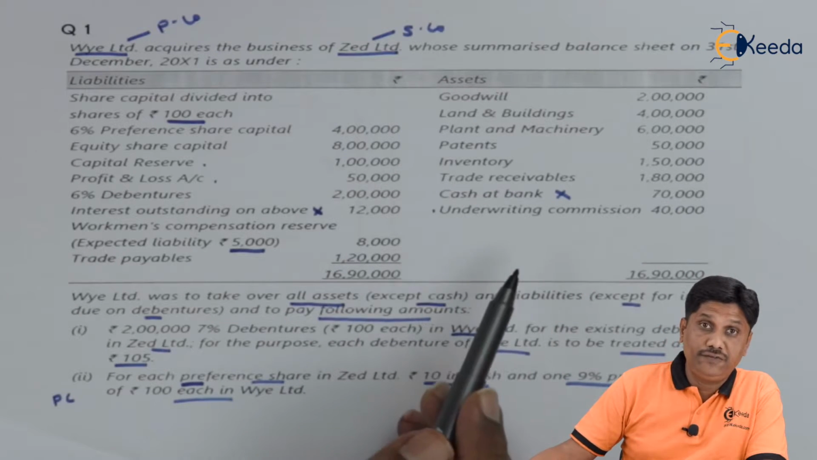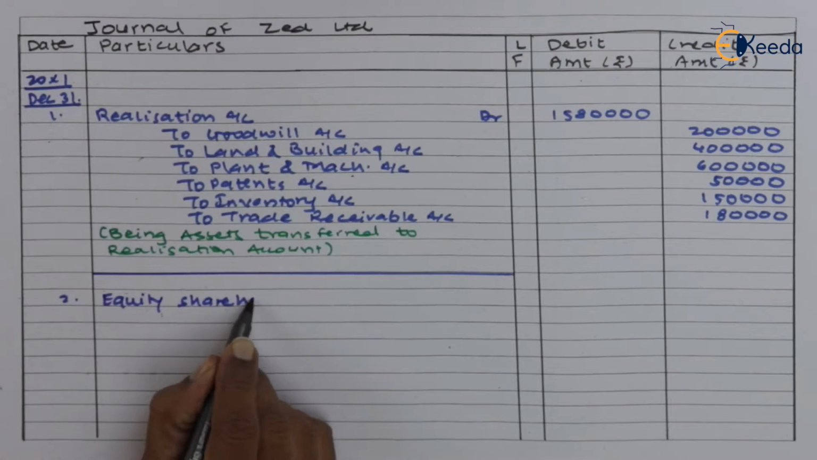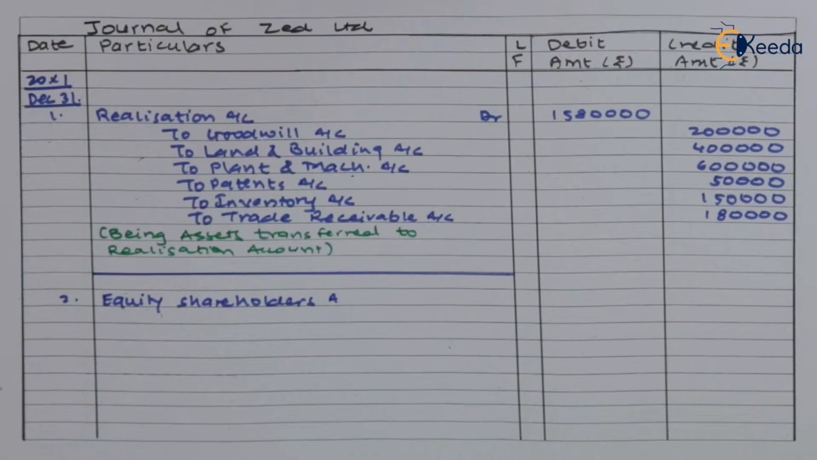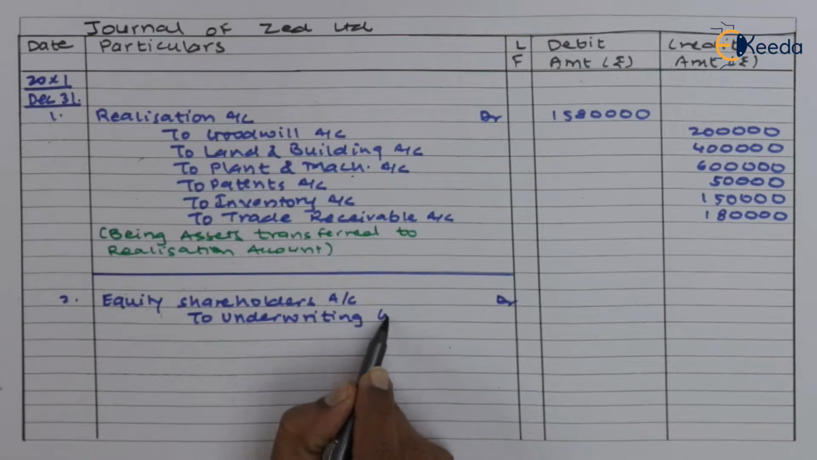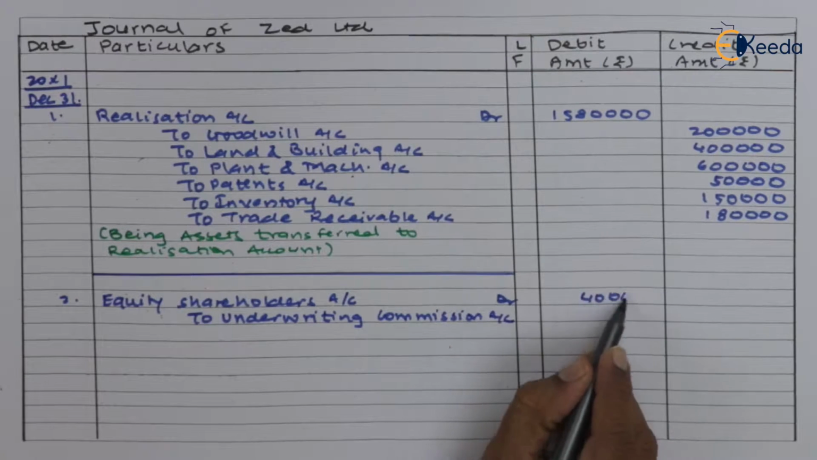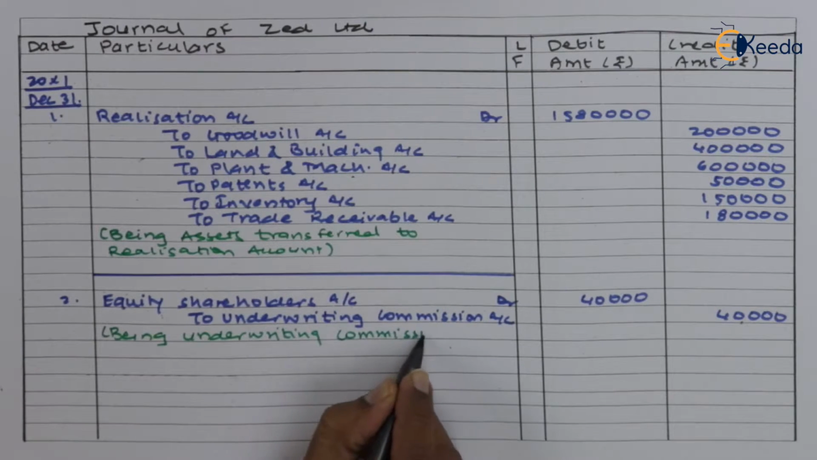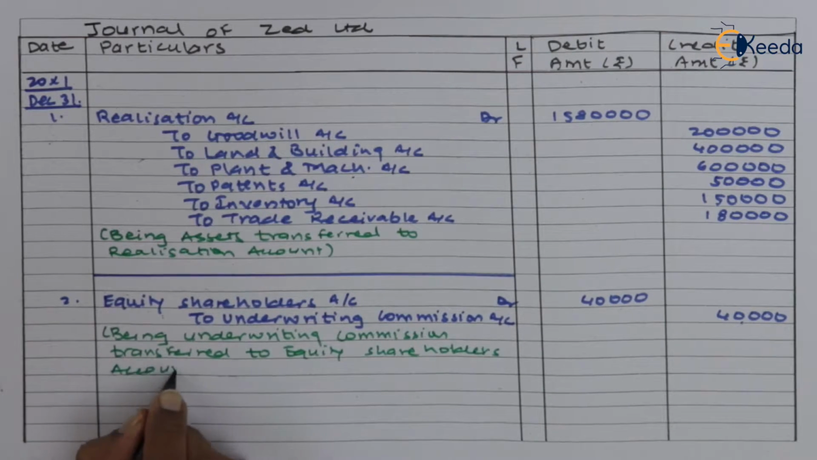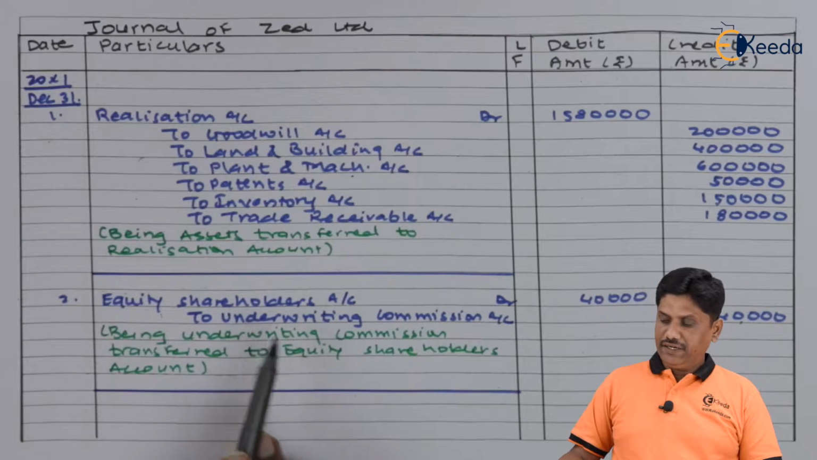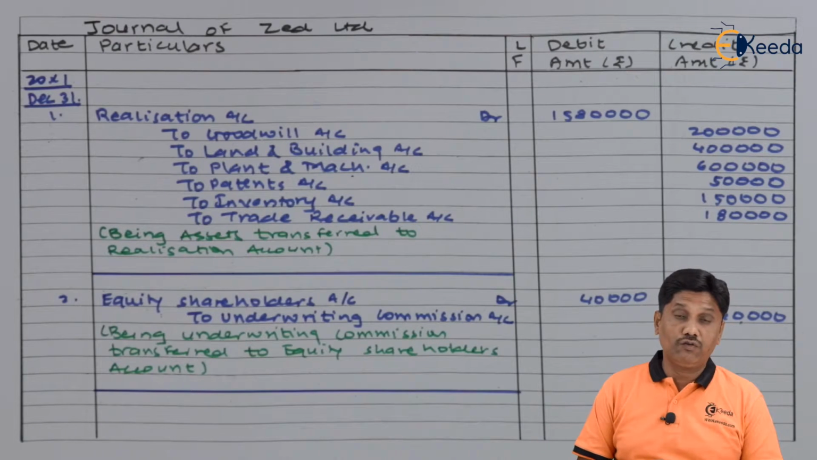Underwriting commission will be shifted to the equity shareholder. So I can say equity shareholder account debit to underwriting commission. Friends, you can notice our entry: equity shareholder account debit to underwriting commission, being underwriting commission transferred to equity shareholder account. So in this way we have closed underwriting commission.